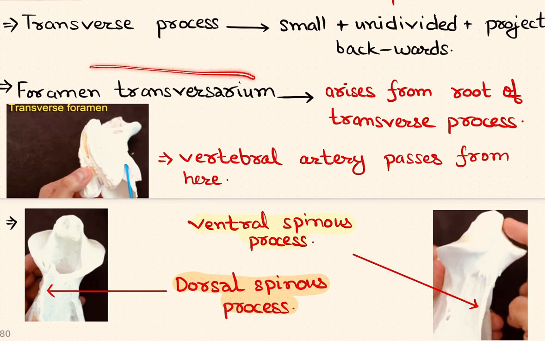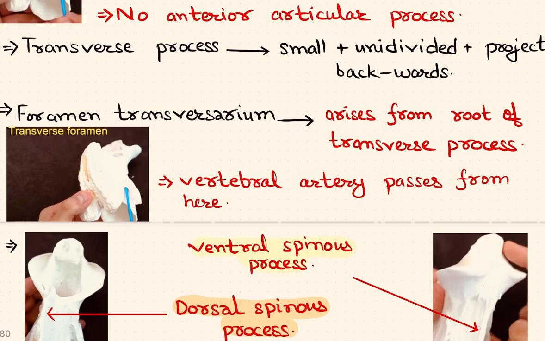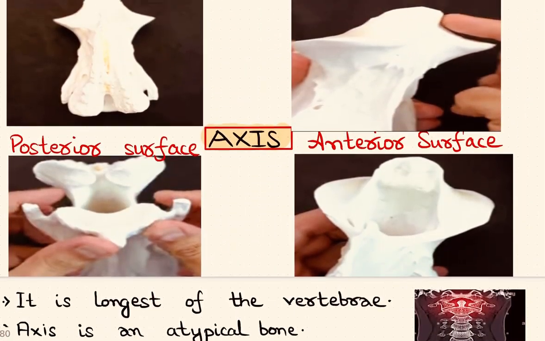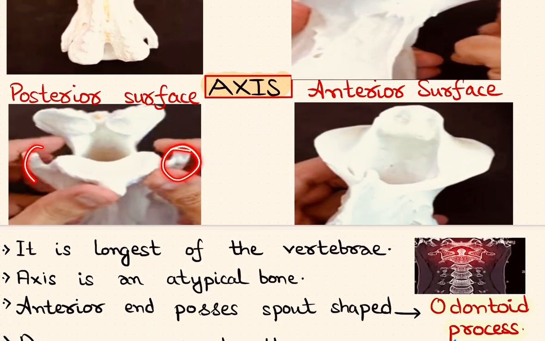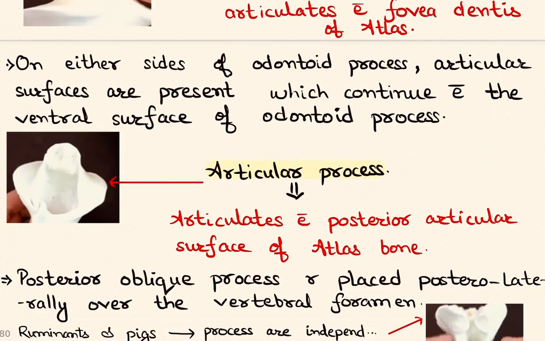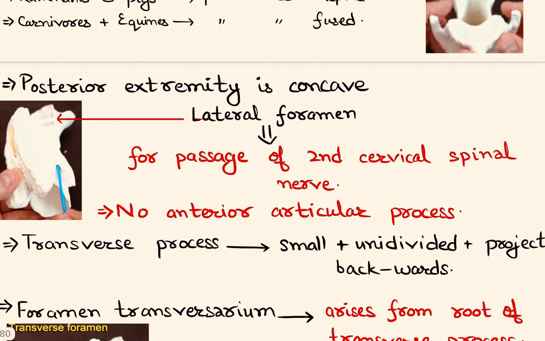Now let me tell you something about foramen transversarium. What is this foramen transversarium? If I talk about the transverse processes, like these are the transverse processes, this foramen transversarium originates from the base of these transverse processes. I will make you understand from the diagram. Like this was the lateral foramen. These are the transverse processes.